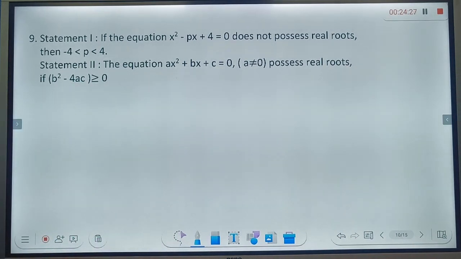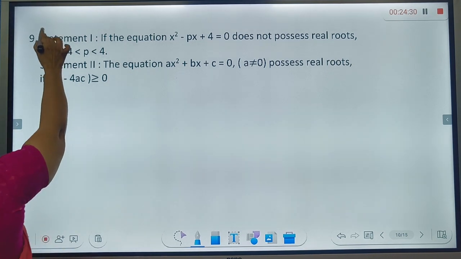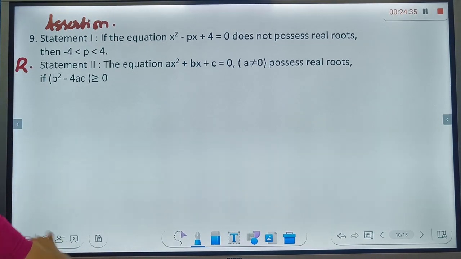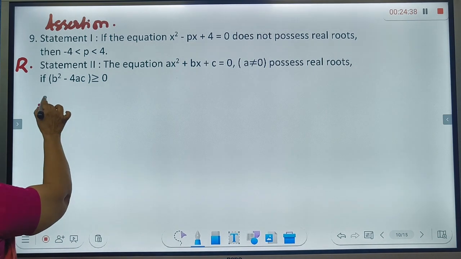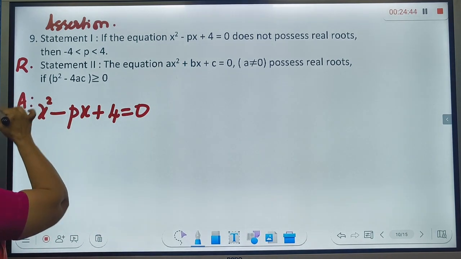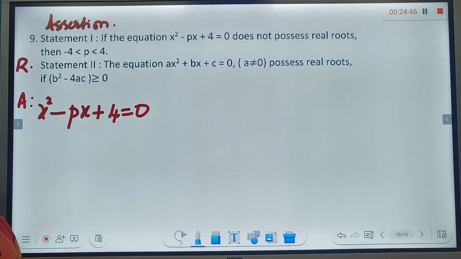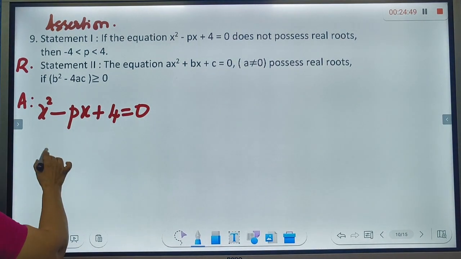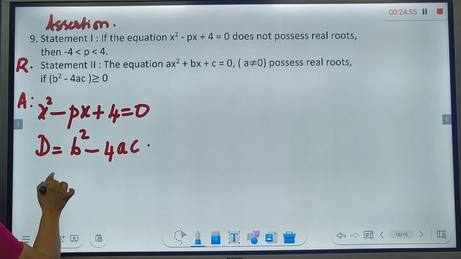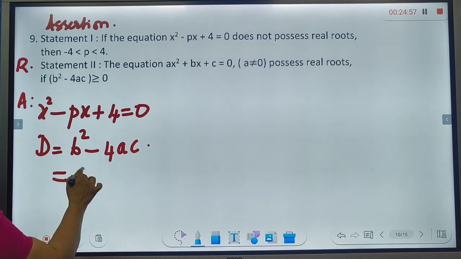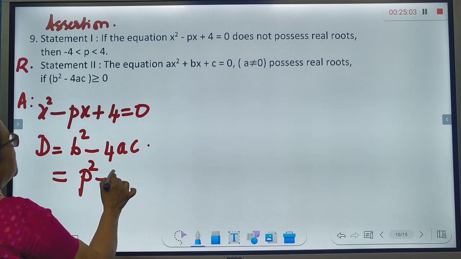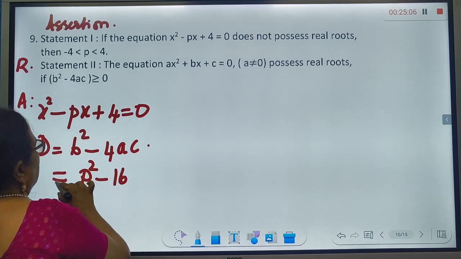Let's look at the next problem. Statement 1 and statement 2. We'll call this assertion and this reasoning. The first one, x square minus px plus 4 equal to 0, which is the assertion, does not possess real roots. When will it not possess real roots? When d is less than 0. What is d? b square minus 4ac. b is minus p, minus p square is p square, minus 4, a is 1, c is 4. So minus 16 is the value of the discriminant.